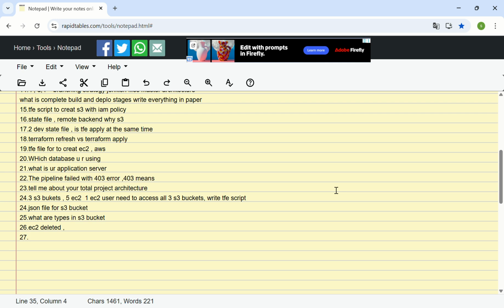And what is the three-tier architecture of your current project? And if all of a sudden the state file got deleted, are you able to recover it, or what happens with the existing infrastructure? How will you recover it? What is your way of thinking here? This is one question.